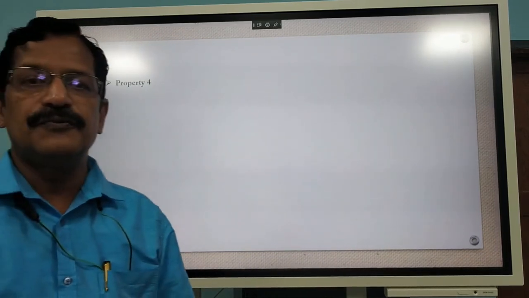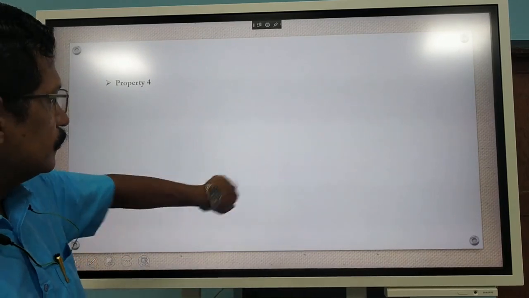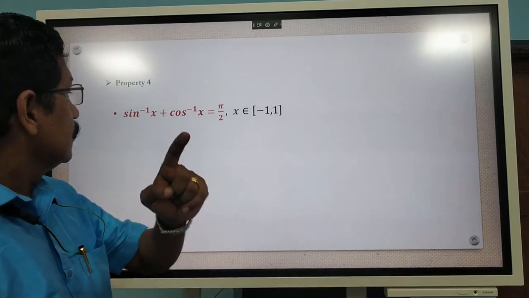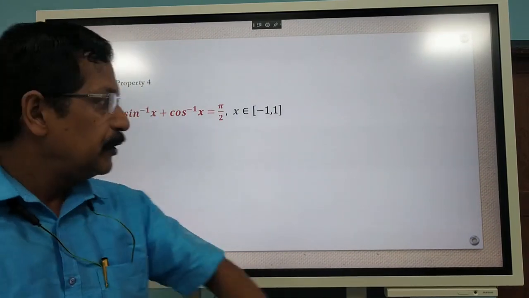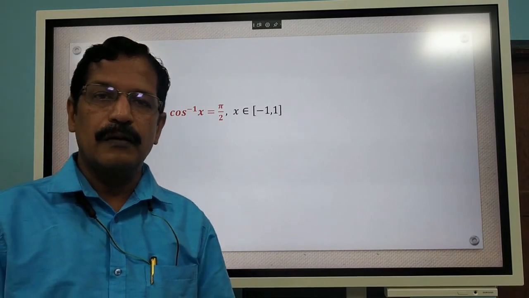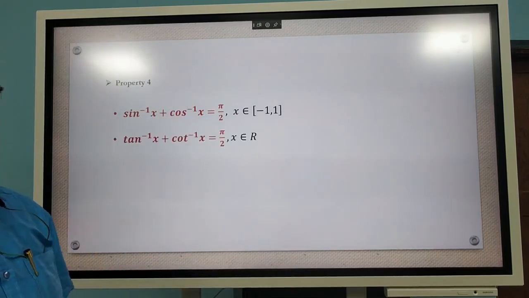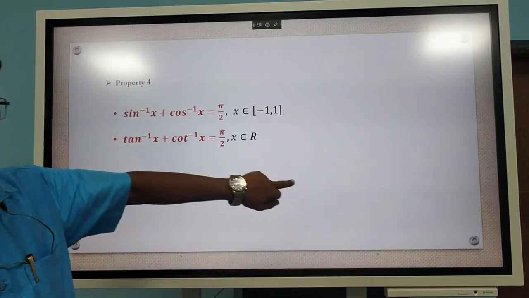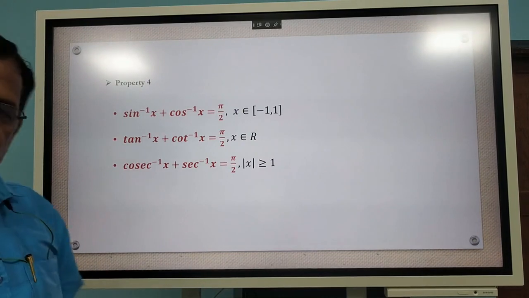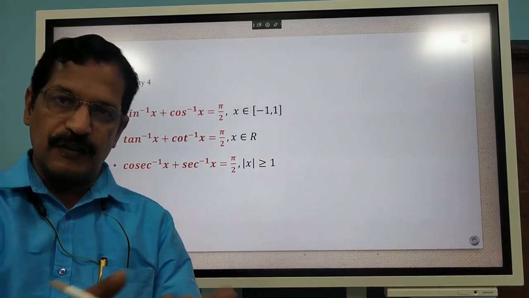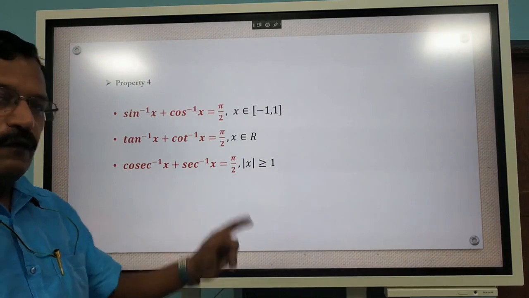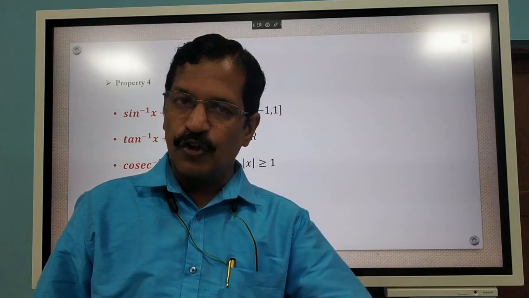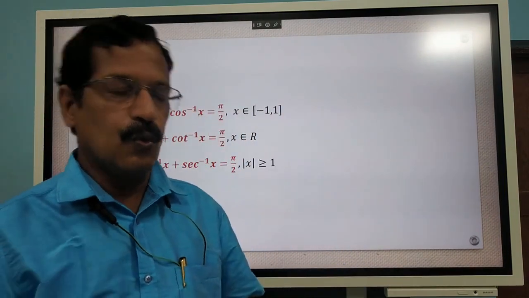Next is property number 4. Sin inverse x plus cos inverse of x is equal to pi by 2 in the domain minus 1, 1. Same way, tan inverse of x plus cot inverse of x is equal to pi by 2, where x is an element of the real numbers. Same way, sec inverse of x plus cosec inverse of x is equal to pi by 2, when mod x is greater than or equal to 1, that is, x is less than or equal to minus 1 or x is greater than or equal to 1.